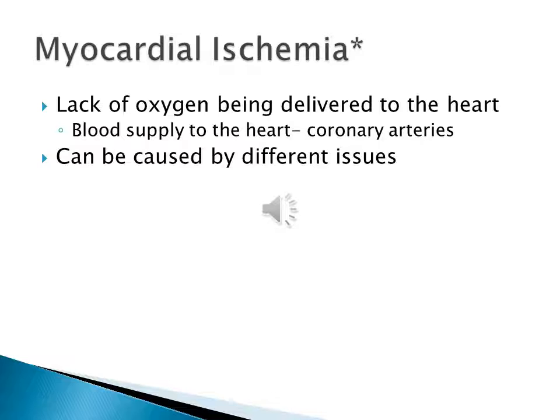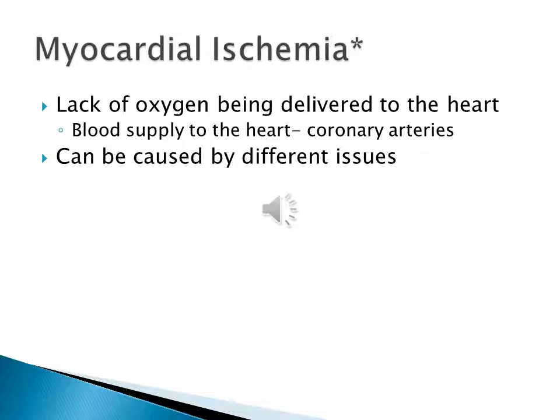Myocardial ischemia. So as we talked about earlier in the semester, ischemia is any time you have decreased blood flow to a region causing tissue death. So obviously if there's lack of blood supply to the heart, there's going to be decreased oxygen being delivered to the heart. And the heart, just like any other type of muscle, requires blood supply and oxygen. And we know that the blood supply to the heart is through the coronary arteries.